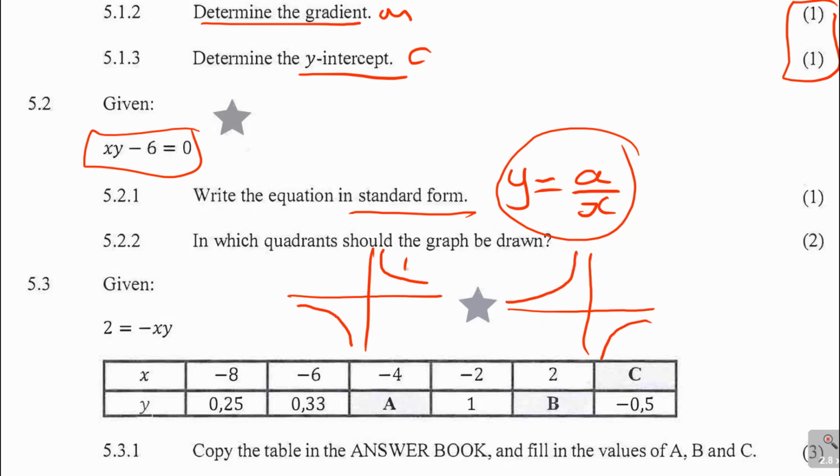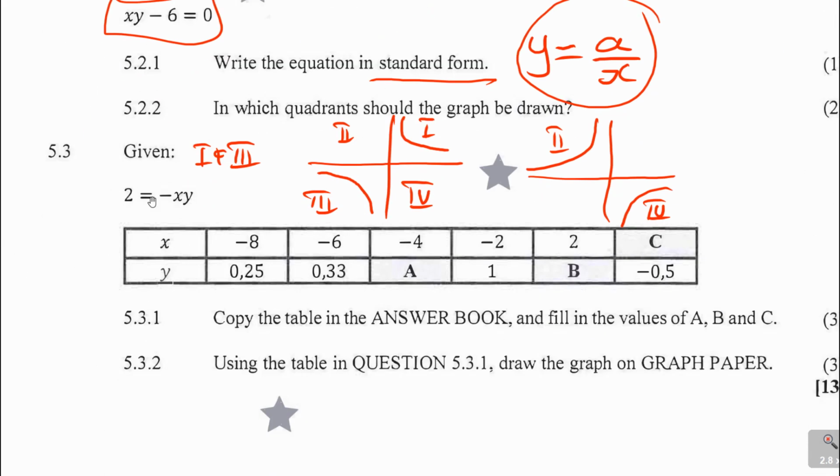And the quadrant starts here. This is 1, this is 2, this is 3, and this is 4. That's what they mean by quadrant. So the first one is either 1 and 3, or you have got 2 and what? And 4. So it's up to you, but you need to know how to go about that.